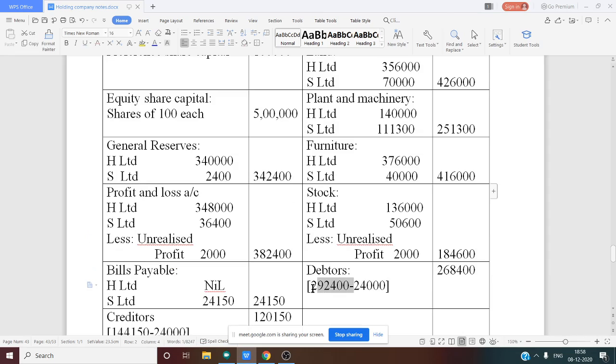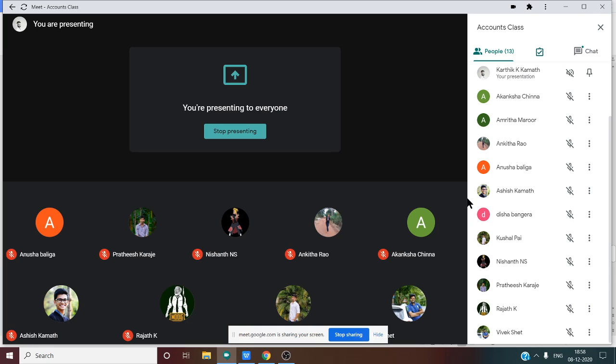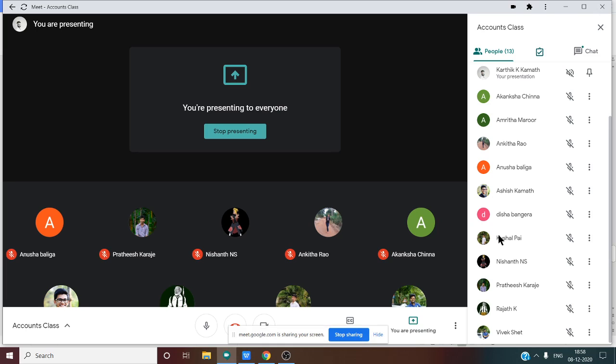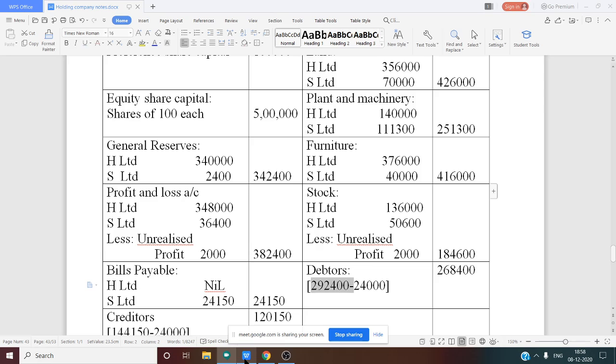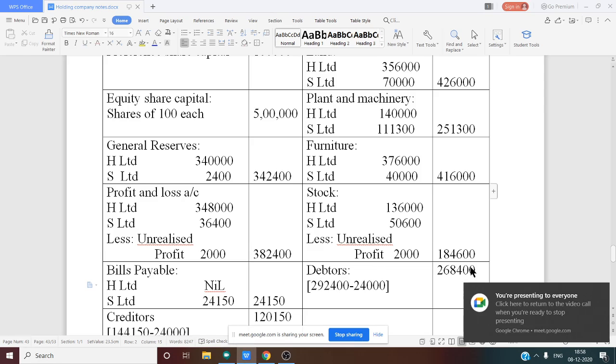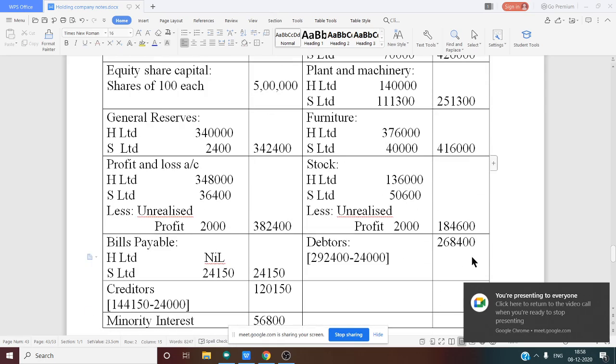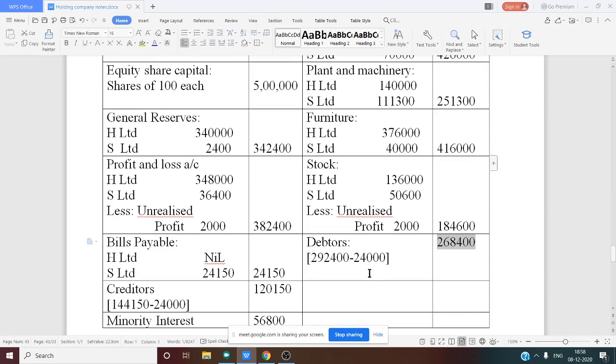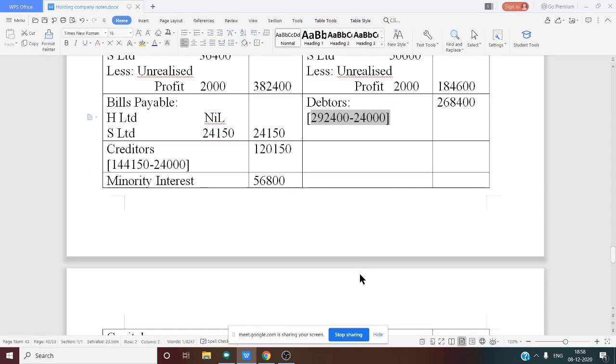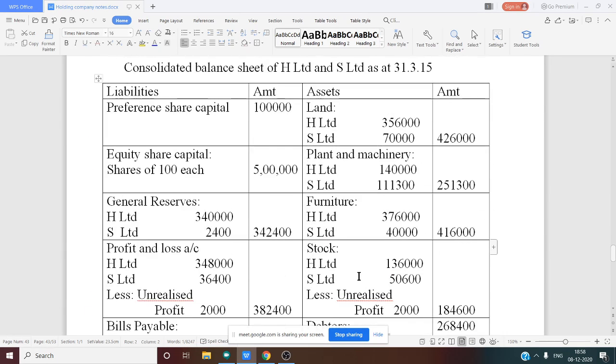Debtor, the total debtor we got from the intercompany dealing working note, and there we have deducted 24,000. So total debtor, you can see the working note intercompany. There we have written 2,68,400, the final answer for debtor. So you have to write that directly, or you can do the calculation like this. In the bracket you can show the calculation for debtor. No other item in the asset side. All the asset side items are over.